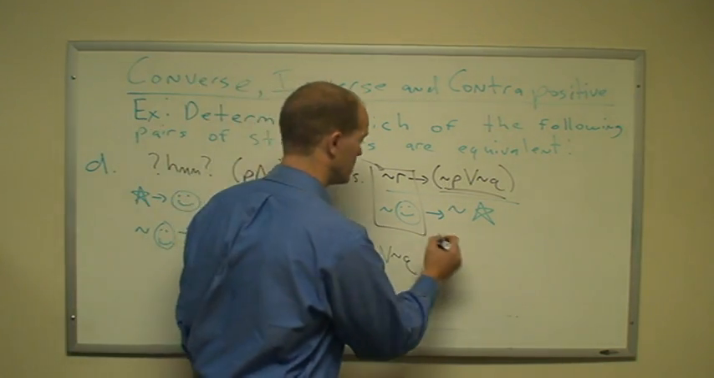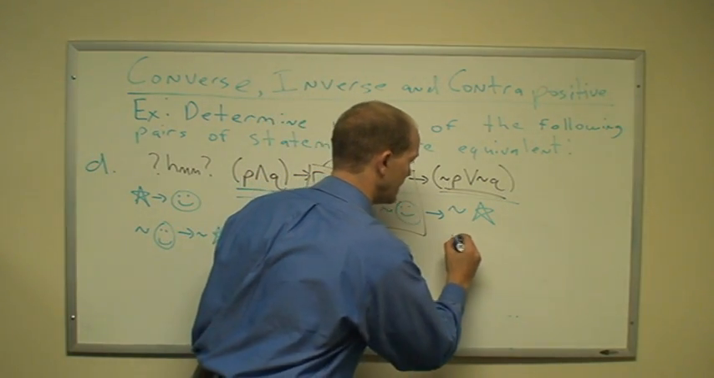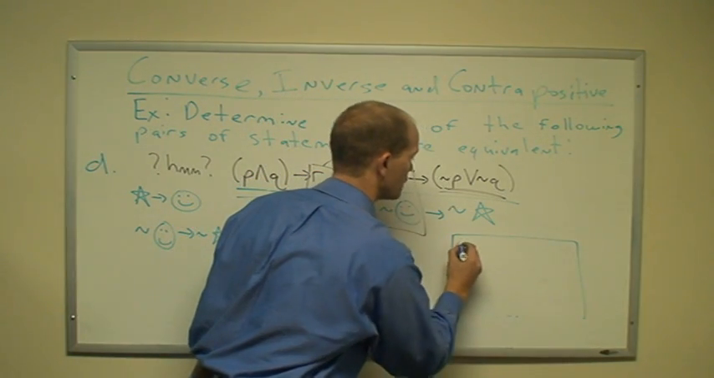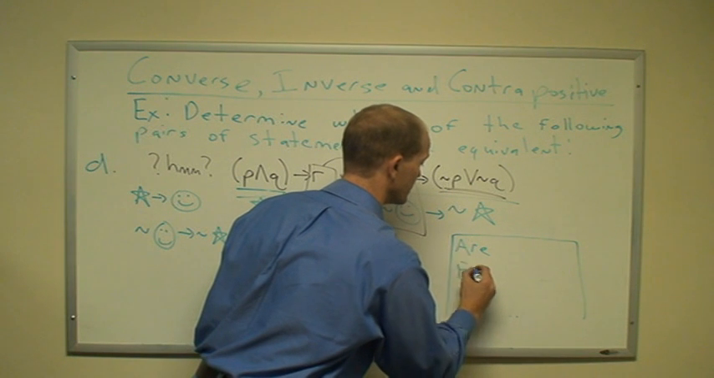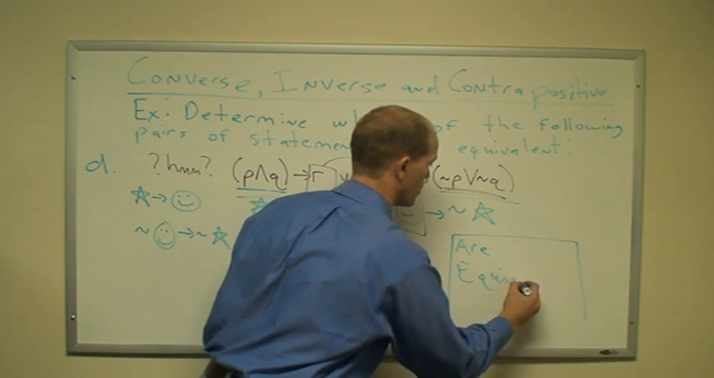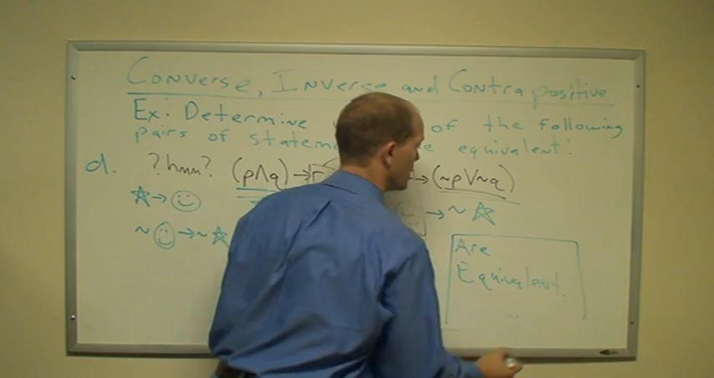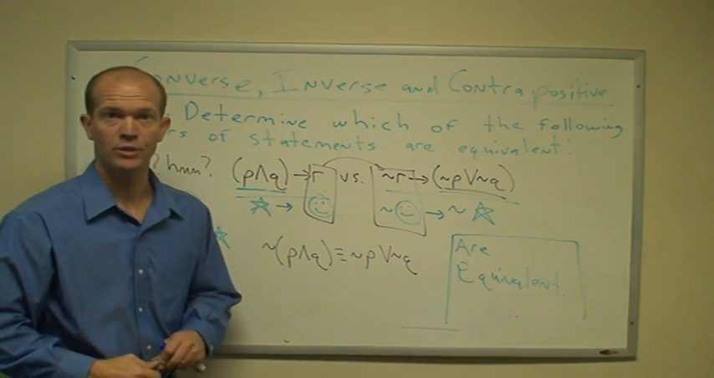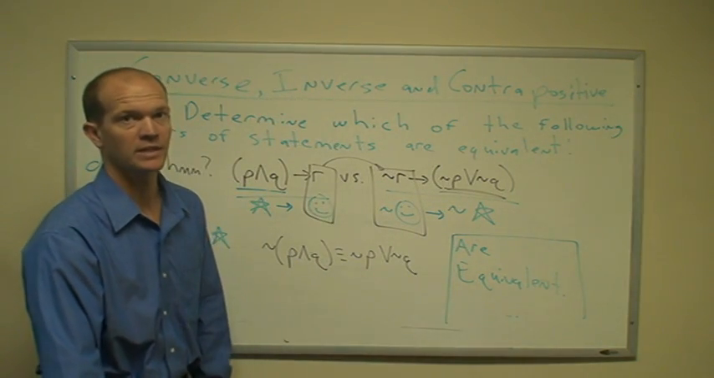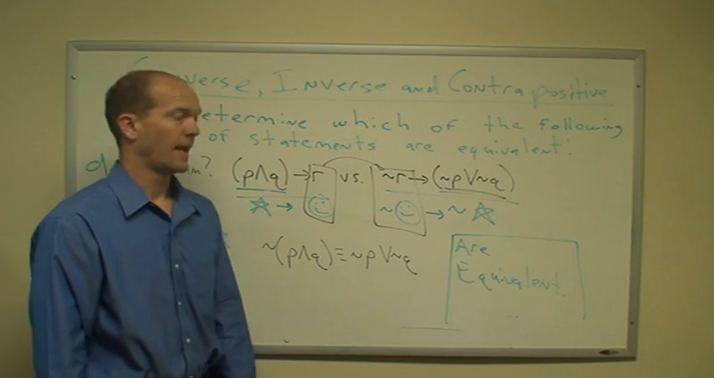So D was the problem we were doing here. D showed a pair of statements that are equivalent. You may want to review this last example as it goes through a lot of what we've done in the last couple of videos, and have fun with logic.